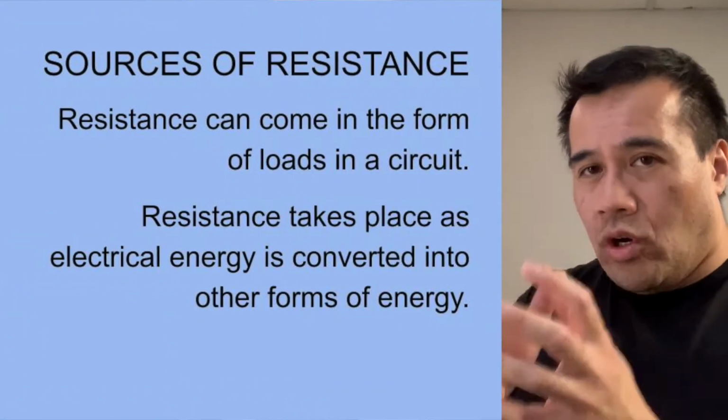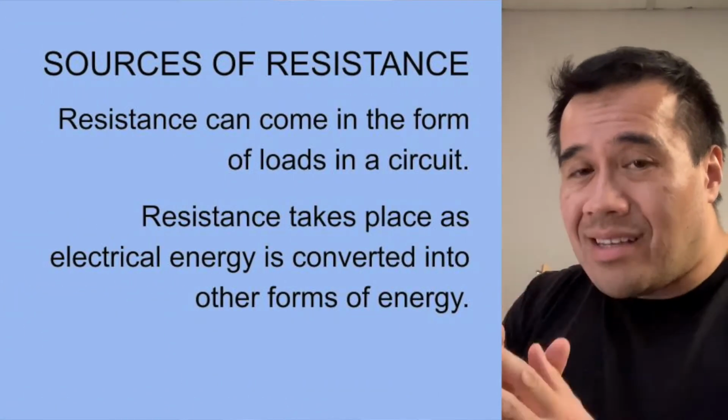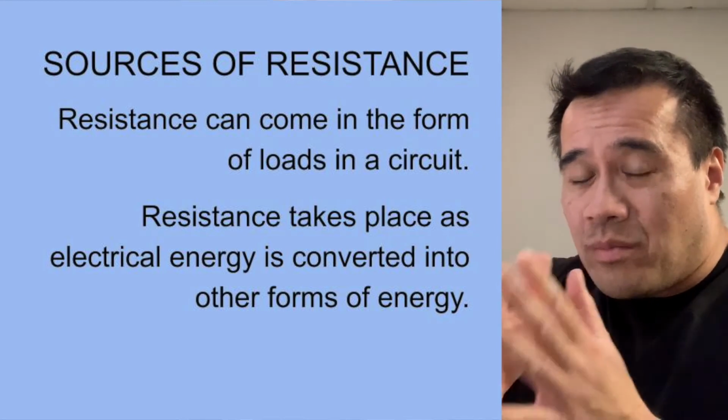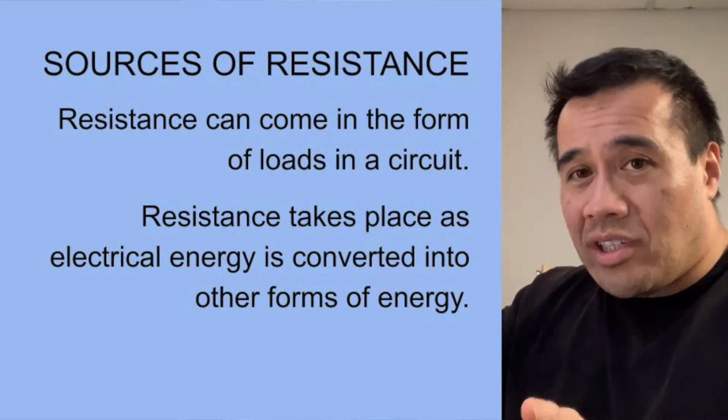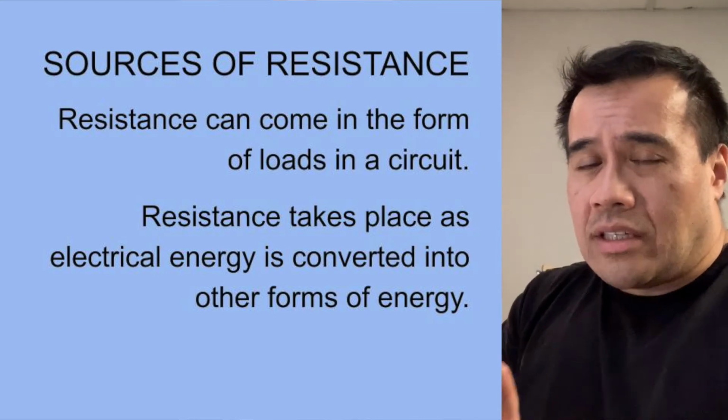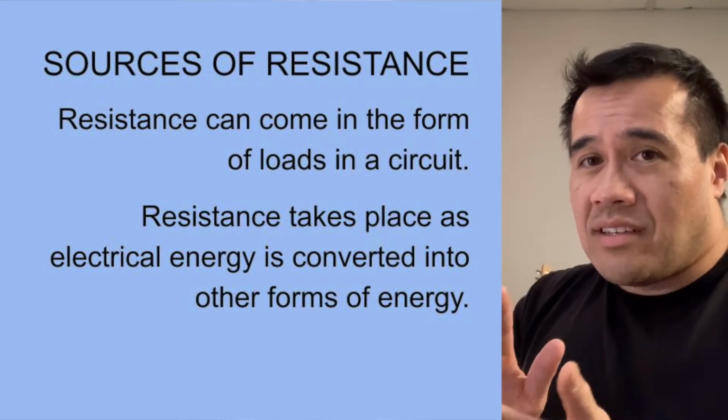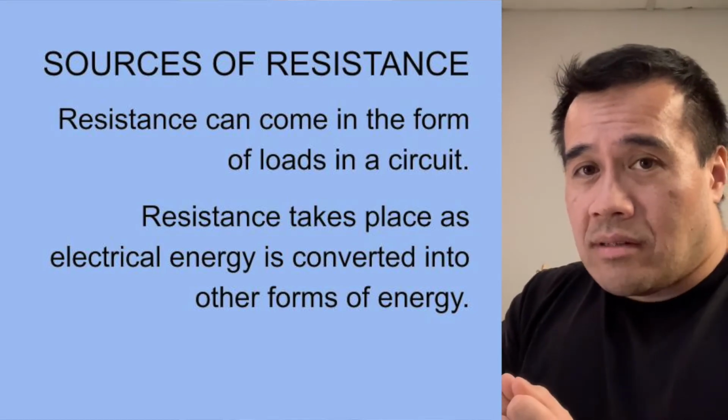Now, we've looked at these things called loads, which are basically devices, light bulbs, motors, heating elements, speakers, anything that uses electricity and converts it into another form of energy. That is a load, and loads will resist electricity because that is the result of this electrical energy being converted to another energy. That slows down electrical current. So as a result, loads are places where resistance will take place. But that's not the only place where resistance can happen.